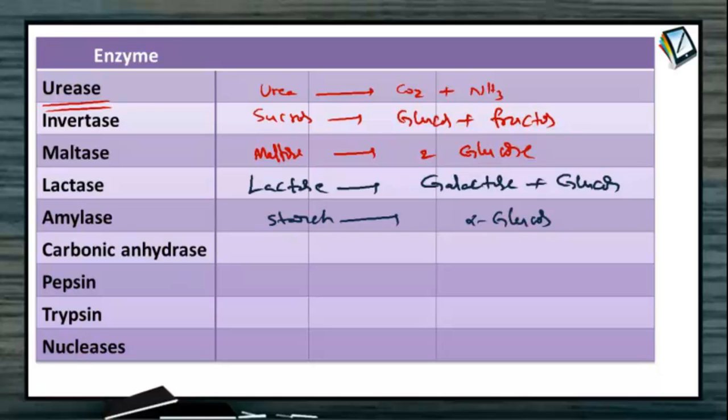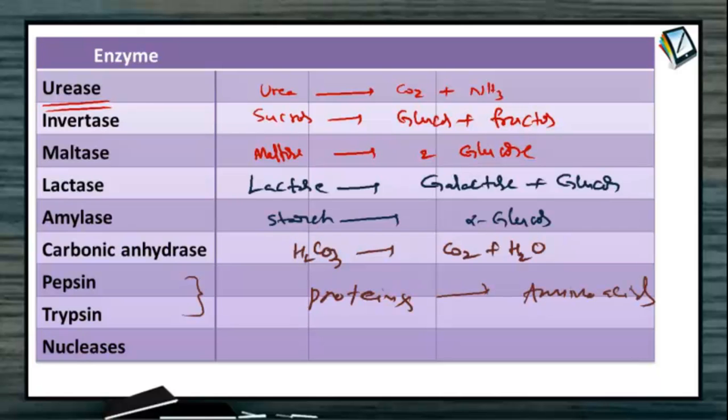And carbonic anhydrase is useful in converting carbonic acid to carbon dioxide and water. This carbonic anhydrase is very useful to maintain the pH in our body. And pepsin and trypsin, these two are useful in the hydrolysis of proteins. Proteins in the presence of trypsin as an enzyme get fully hydrolyzed and form amino acids.